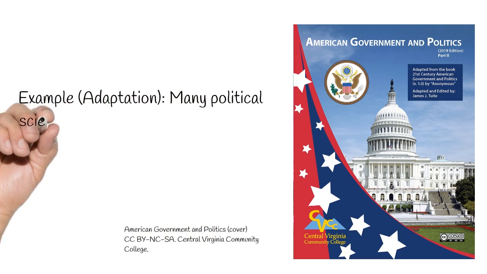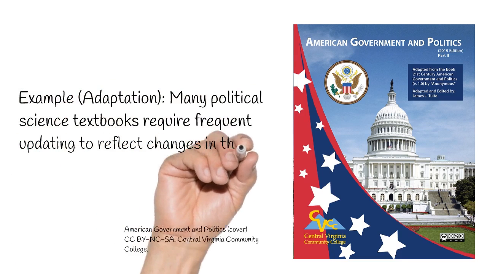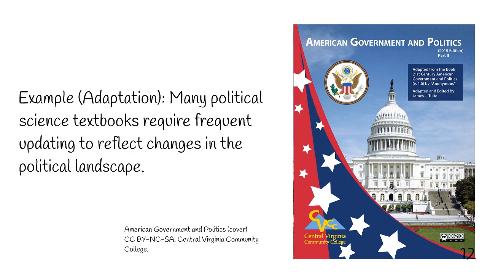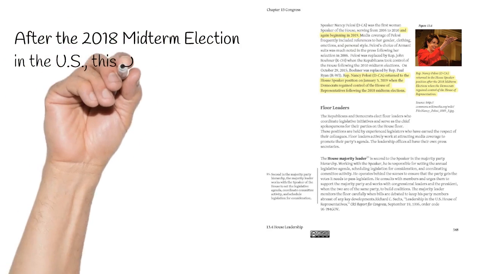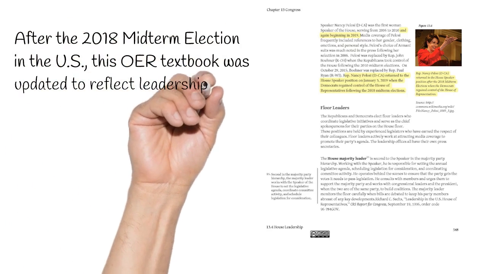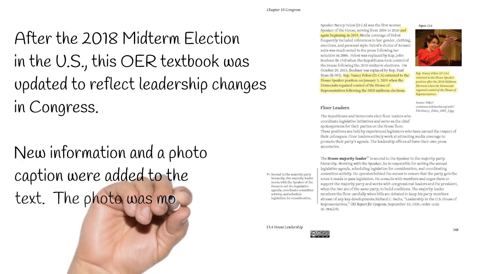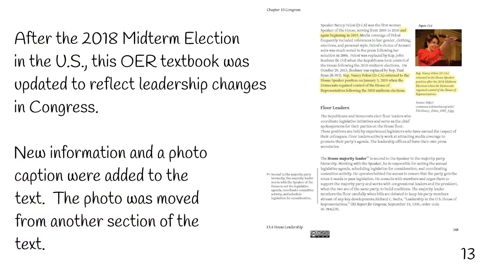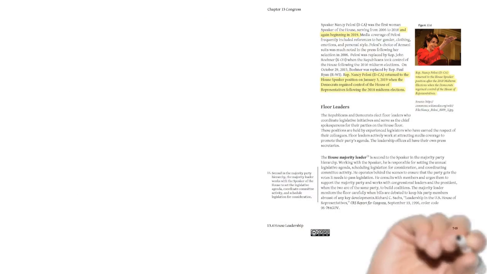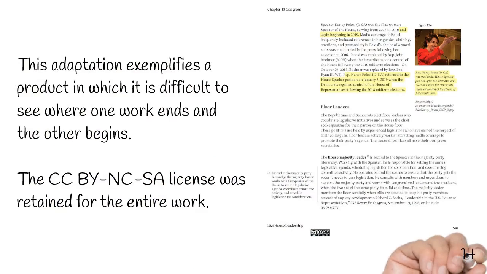An example of an adaptation. Many political science textbooks require frequent updating to reflect changes in the political landscape. After the 2018 midterm election in the United States, this OER textbook, or Open Educational Resources textbook, was updated to reflect leadership changes in Congress. New information and a photo caption were added to the text. The photo was moved from another section of the text. This adaptation exemplifies a product in which it's difficult to see where one work ends and the other begins. The CC BY-NC-SA license was retained for the entire work.